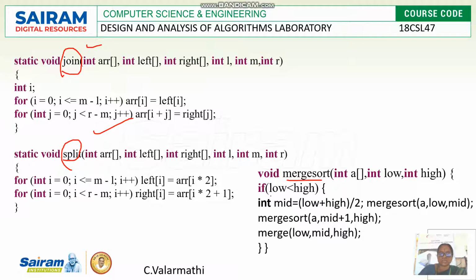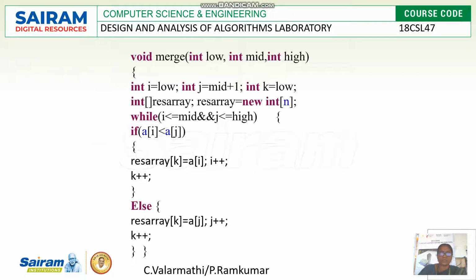Merge sort will check whether low is less than high. If low is less than high, the value of middle will be calculated. Middle is nothing but low plus high divided by 2. So it will call merge sort with the array, low and mid. Then it will call merge sort with mid plus 1 and high, and then merge with low, mid, high. So likewise it will vary. Now we will move on to the merge concept.